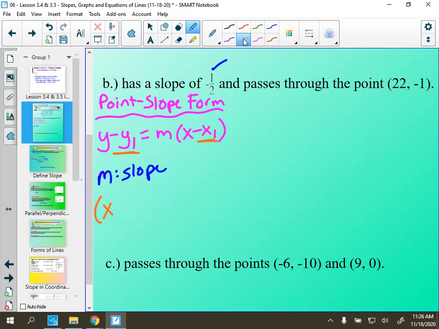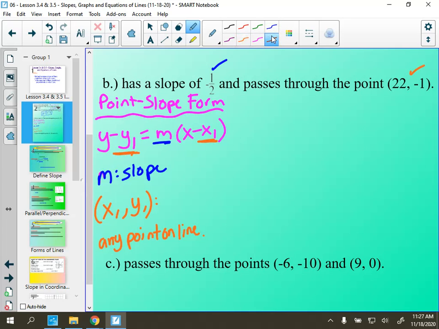So the point x1, y1 just represents any point. I'm trying to leave space to work here, but that point x1, y1 represents any point on the line that we're talking about, which, again, we have. This is a random point, 22, -1. It's not the y-intercept. So we know m, we know x1 and y1.